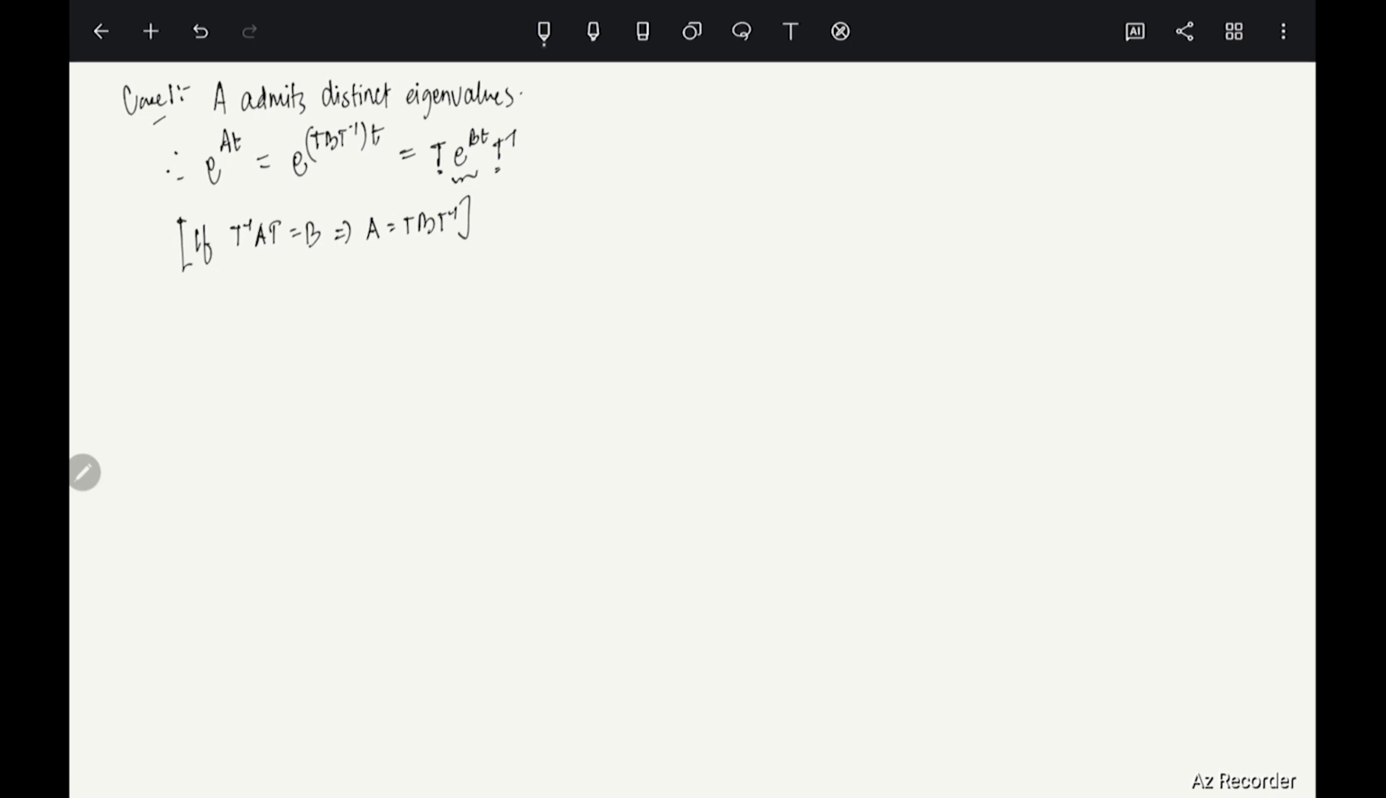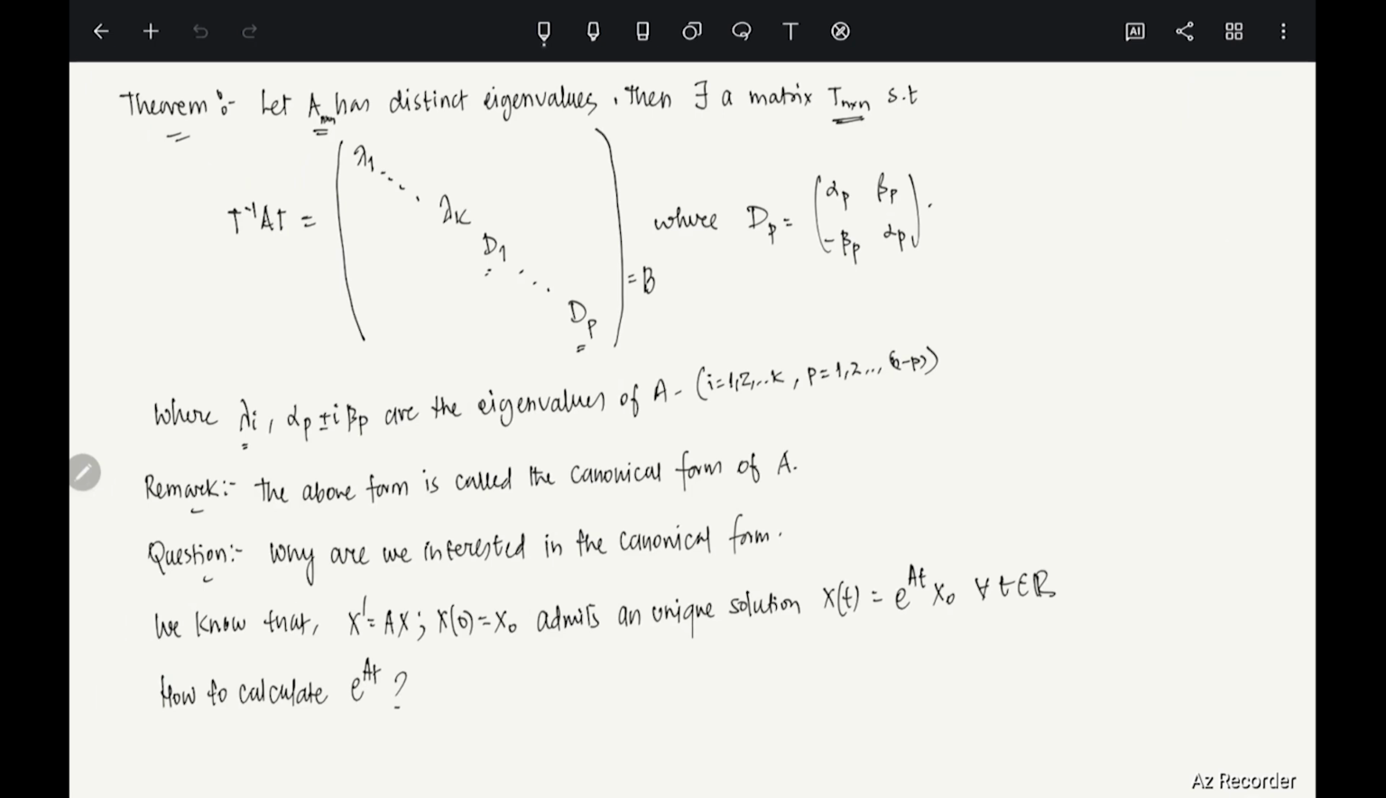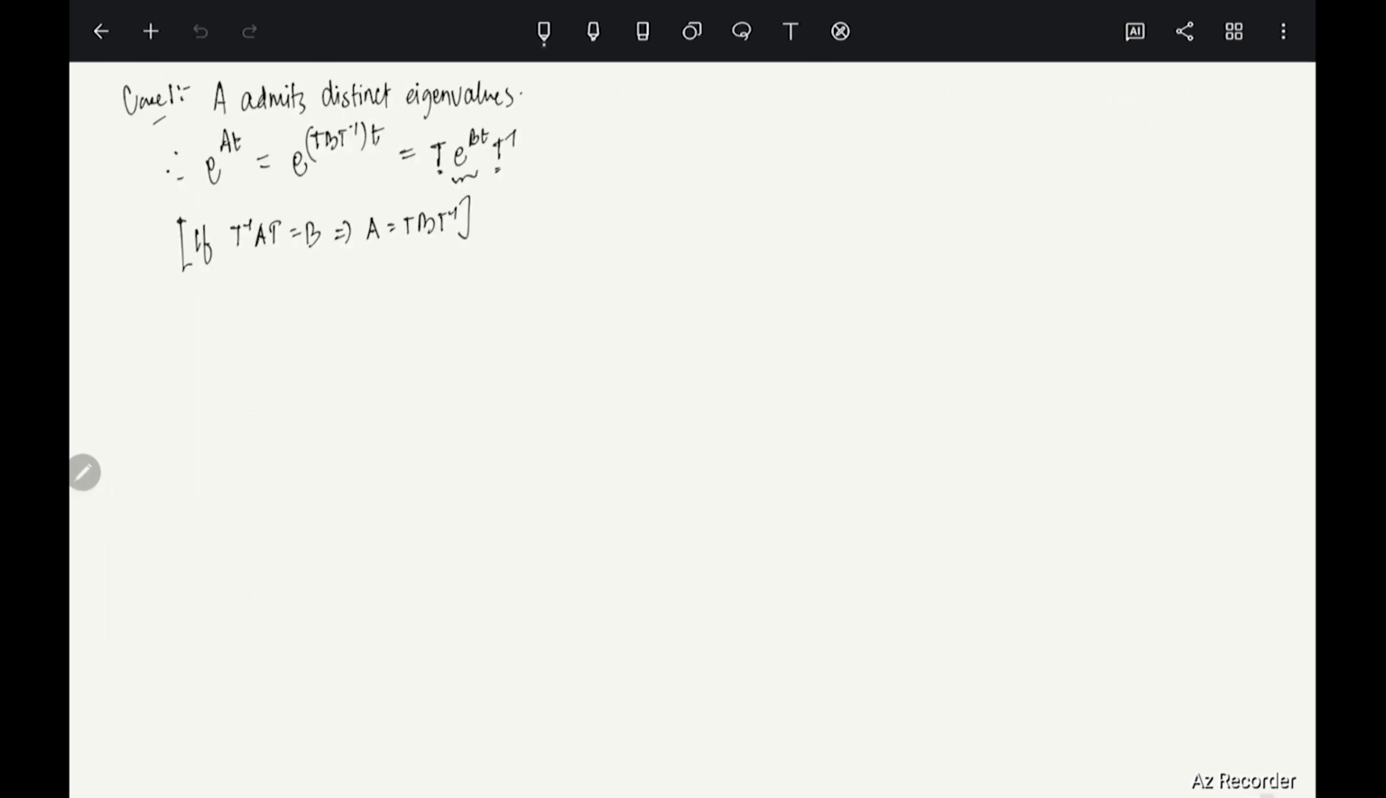Now the main question is this: how does one find e power Bt? Then we will solve one problem and I will show you how to get the answers. So now let's look at why this canonical form is important. What is e power Bt? B looks like what? Without going into a general case, let me give you an example that will make everything clear.